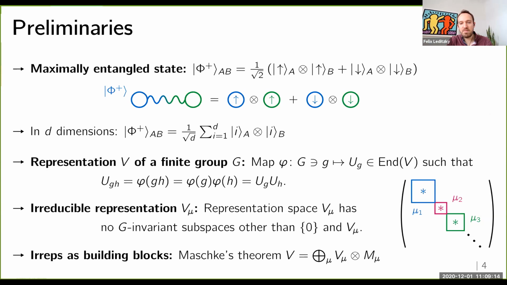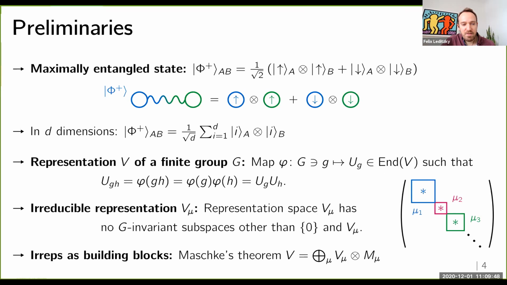The other thing that will play a very important role is the basics of representation theory. So what is a representation of a finite group? We have some vector space V, and a representation of a group G on this vector space is a map that maps each group element into a linear map acting on this vector space, such that the group multiplication is preserved. So in technical terms, this is a group homomorphism from the group into the endomorphism group, or general linear group on this vector space.